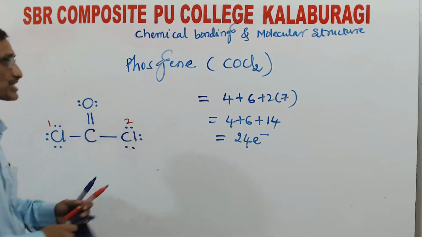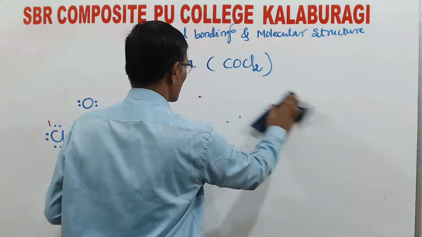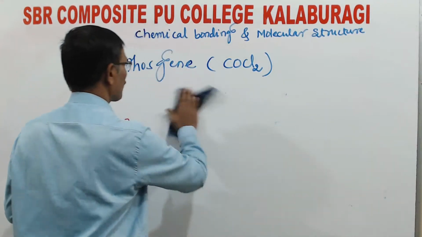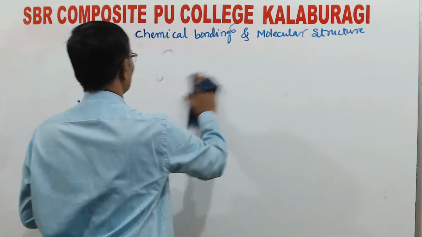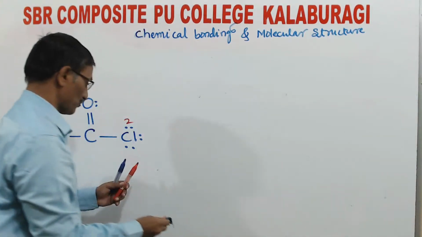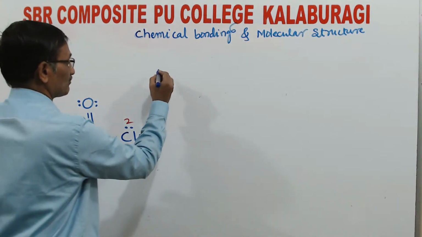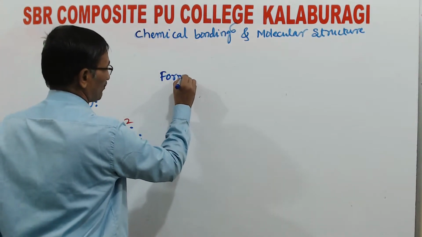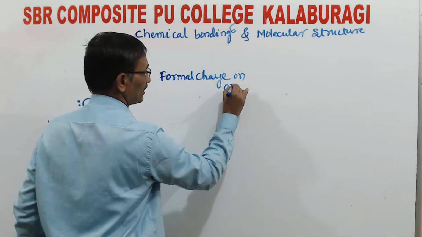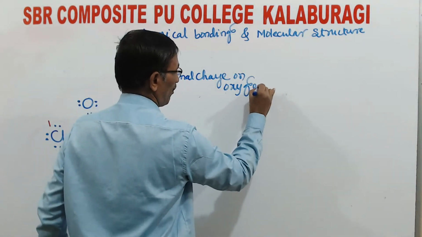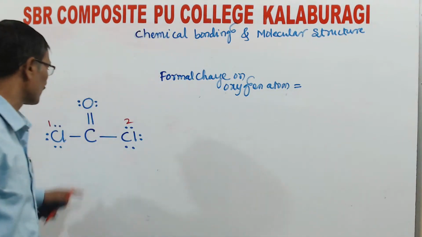Now first I will go through how to write the formal charge on each atom of phosgene gas. Let us see here. First one: formal charge on the oxygen atom. Only one oxygen atom is there, so no numbering.